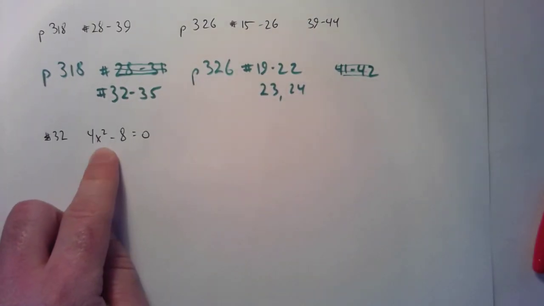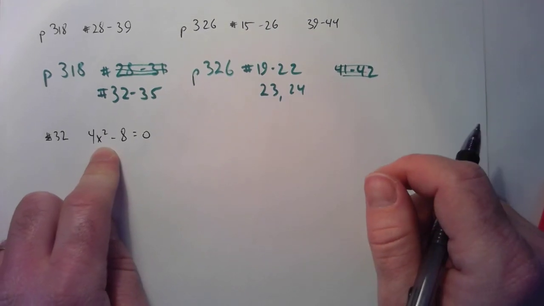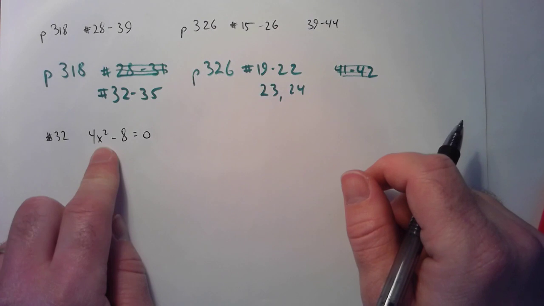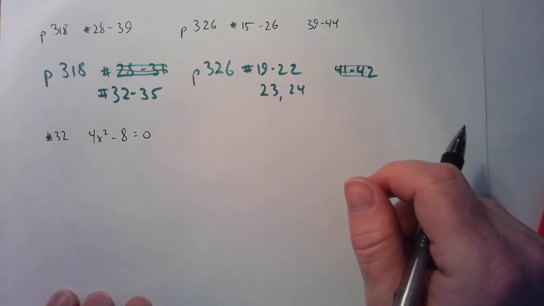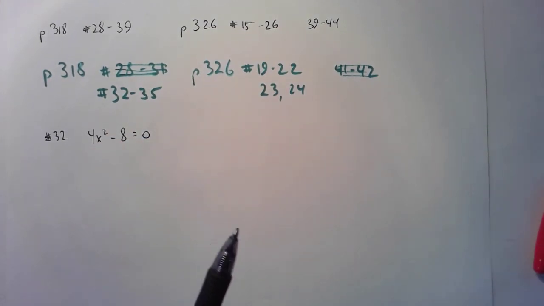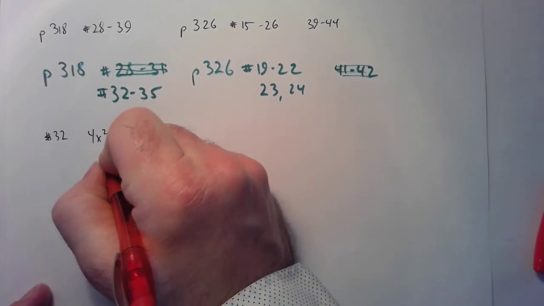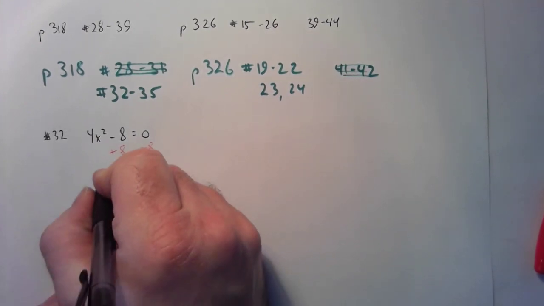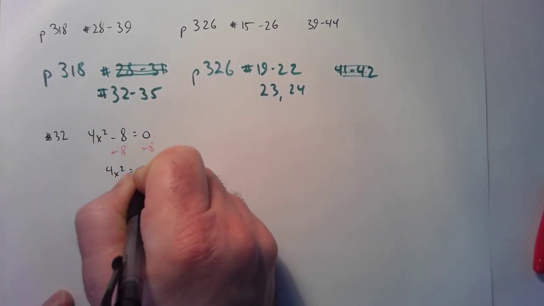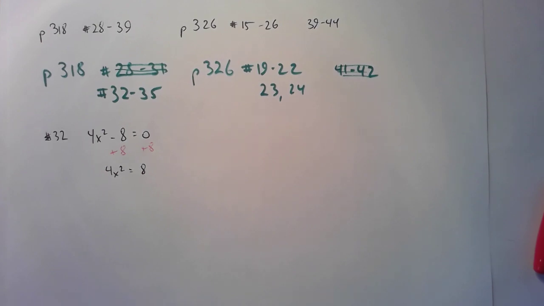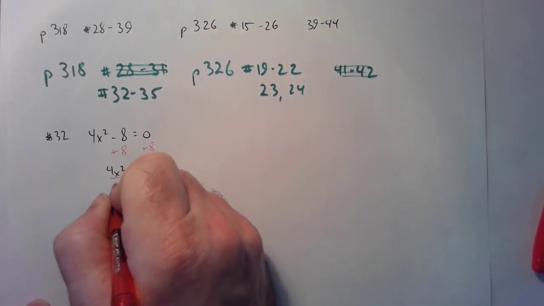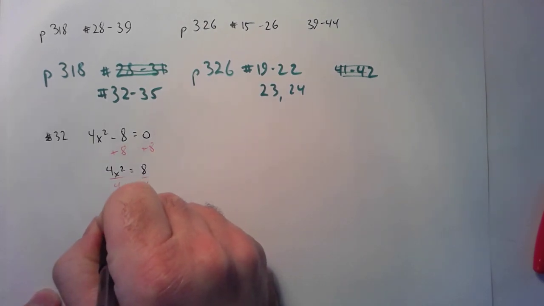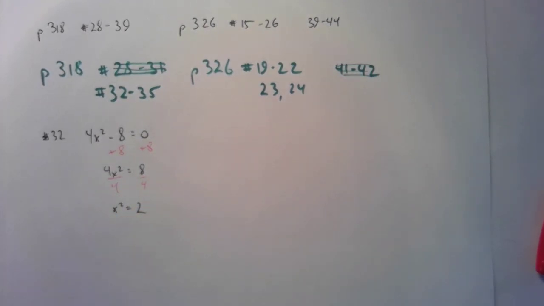Considering that there is no x term here, I think that the easiest way to do this would just be to get x squared by itself, right? If you were to get x squared by itself, you could do that by adding 8 to both sides, leaving you with 4x squared equals 8. Divide both sides by 4. And you'll have x squared equals 2.